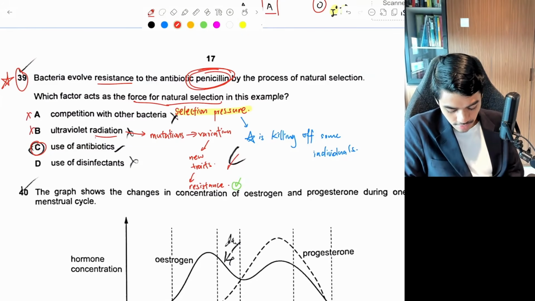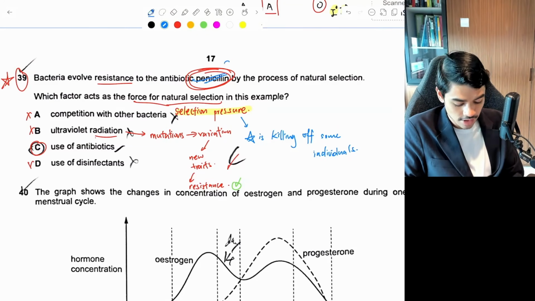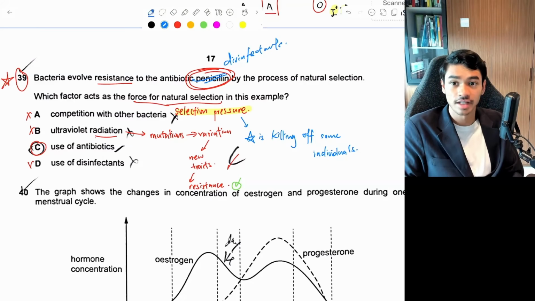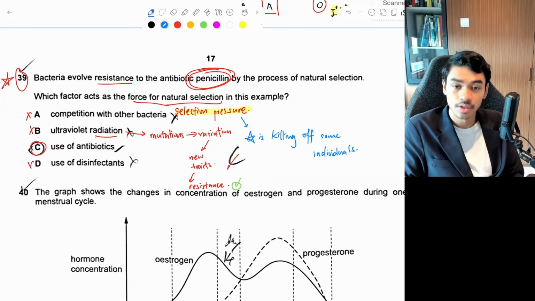Then D is use of disinfectants. No. Let's say the question changed it to resistance to alcohol disinfectant, right? If the question changed it to that, then it would be correct. Then you would say yes, use of disinfectants. But no, the question specified that it's evolving resistance to penicillin. So penicillin is the thing killing off the individuals.